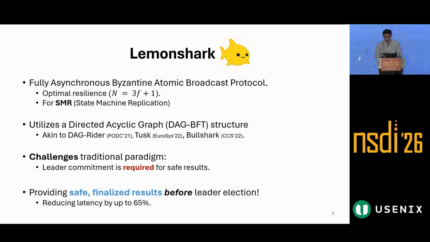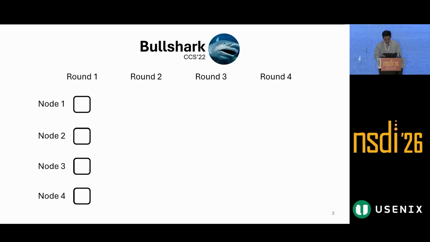So what is Lemonshark? Lemonshark is a fully asynchronous Byzantine atomic broadcast protocol with optimal resilience. Like DAG-Rider, Tusk, and Bullshark, it utilizes a directed acyclic graph structure to facilitate its consensus. However, Lemonshark challenges the traditional paradigm that requires leader commitment for safe results. Instead, Lemonshark is able to provide safe finalized results before leader election, reducing latency by up to 65%.